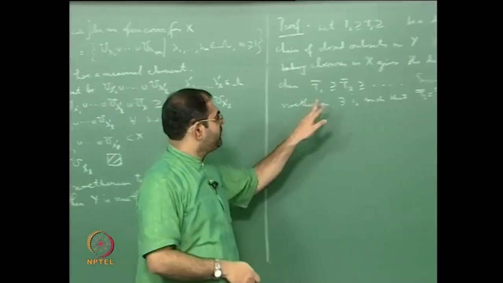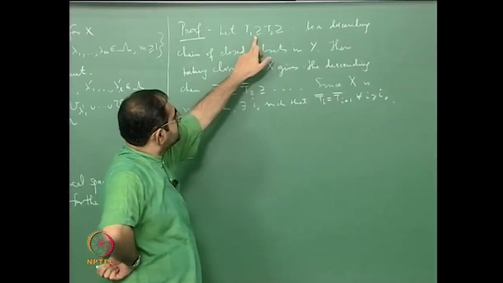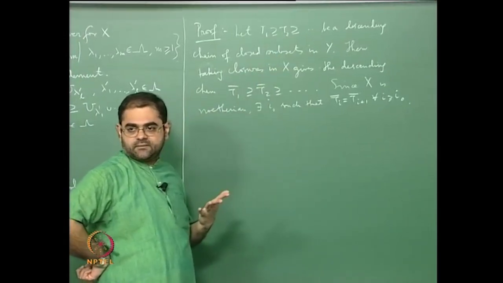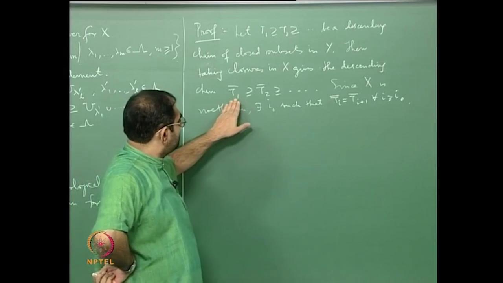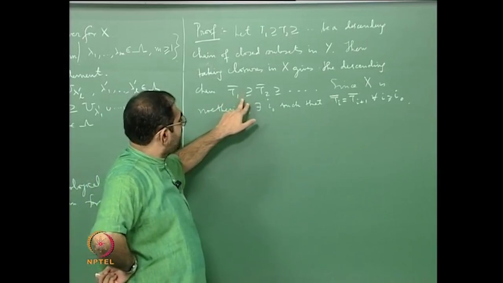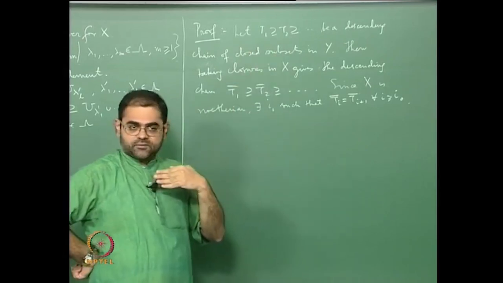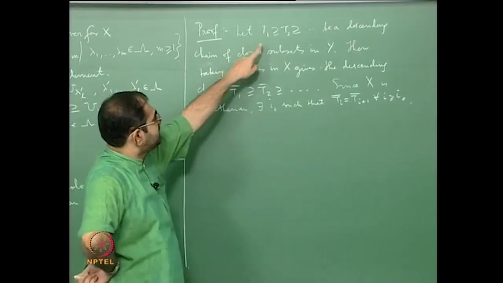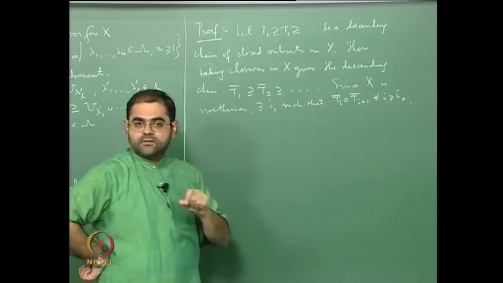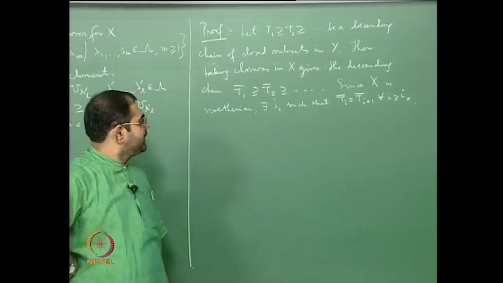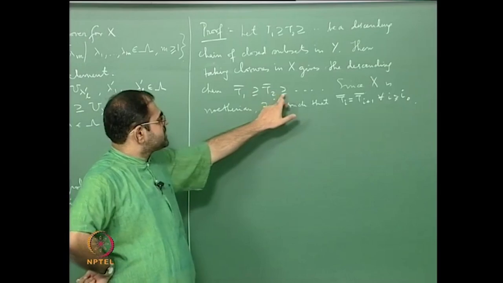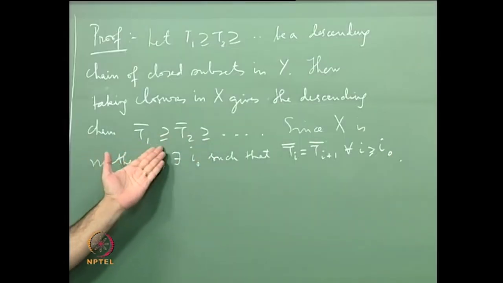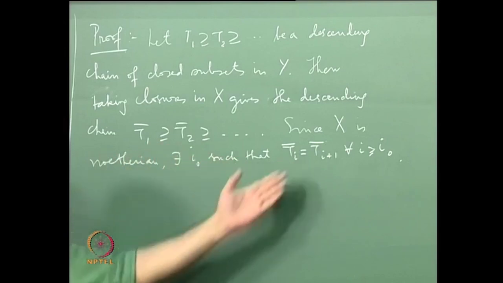Of course, I am assuming that the original chain is not a strict chain. If I had assumed it's a strict chain, then I would have to show that the strict chain terminates, that it is only finite. Okay, but I'm not assuming that. I'm not assuming that these containments are all strict. So these containments also need not be strict. Okay, and then I'm just trying to use the Noetherian condition to say that it stabilizes at some point.